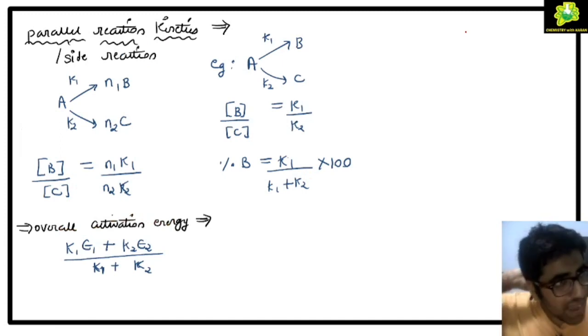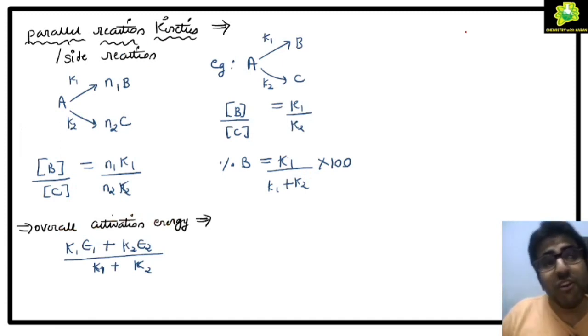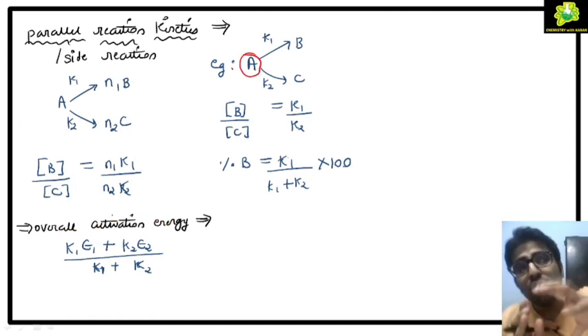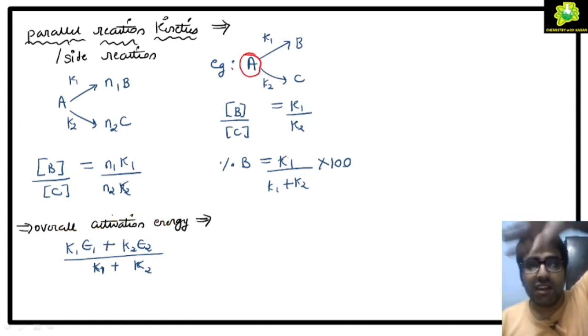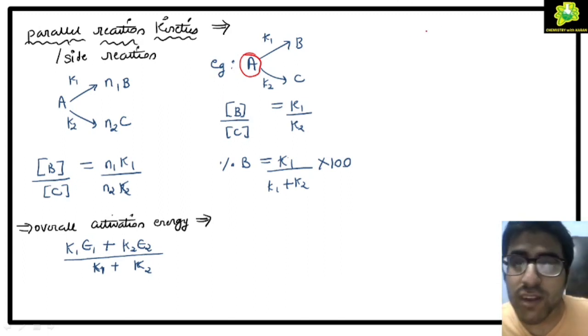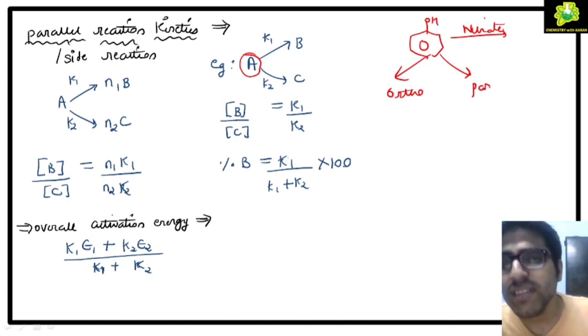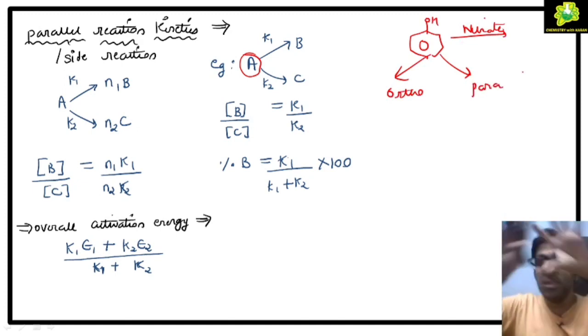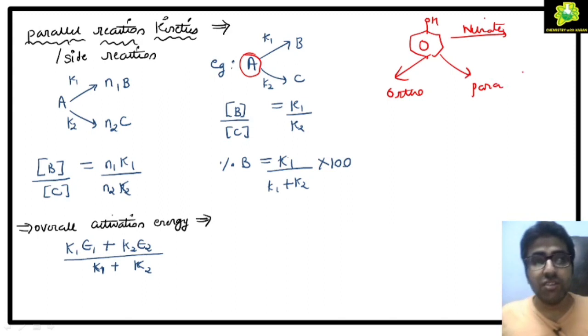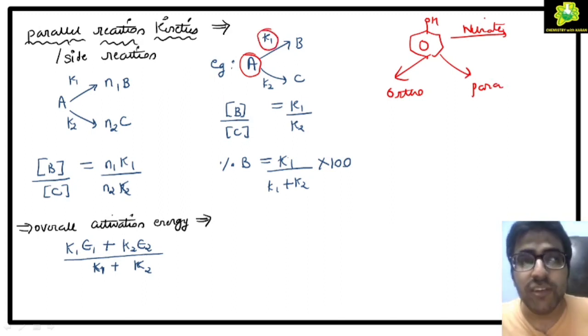Let's move to the parallel reaction kinetics. What do you mean by parallel reaction kinetics? The reactant is A, it is going through two different reactions. The best example for it is if you nitrate phenol. Here you get two products, ortho and para. Basically it is following two different pathways, two different reactions. So the rate constant for the first is K1 and the rate constant for the second is K2.